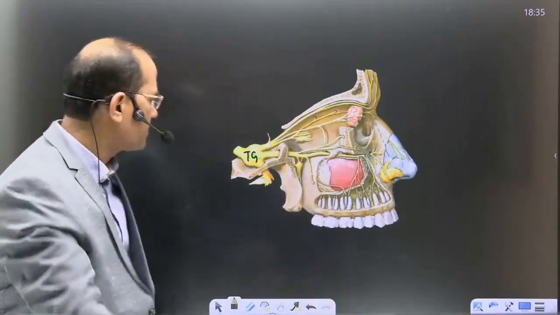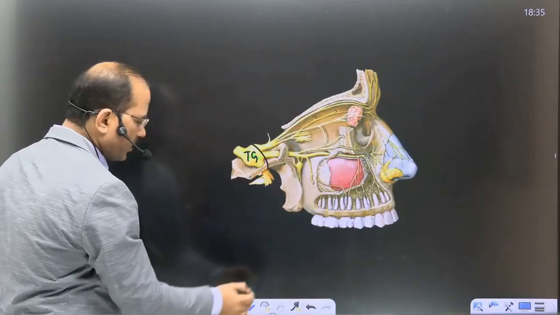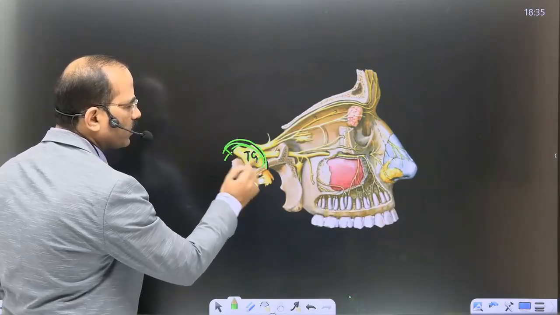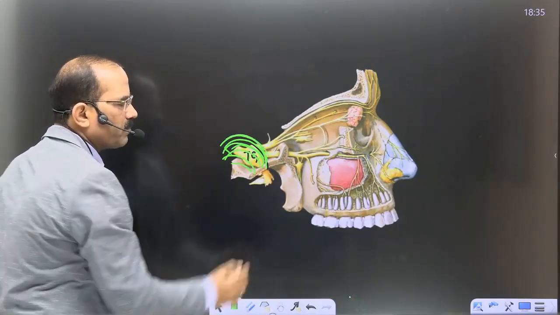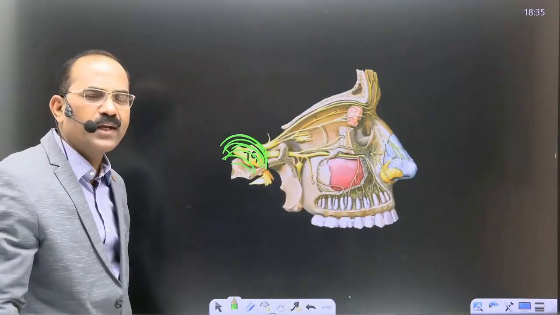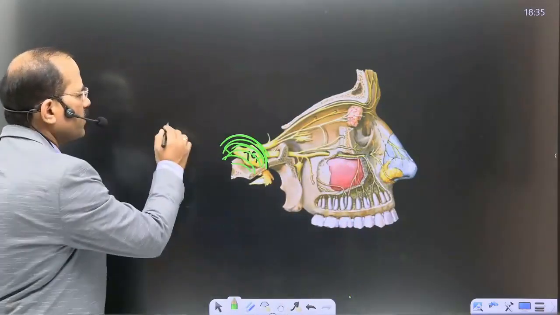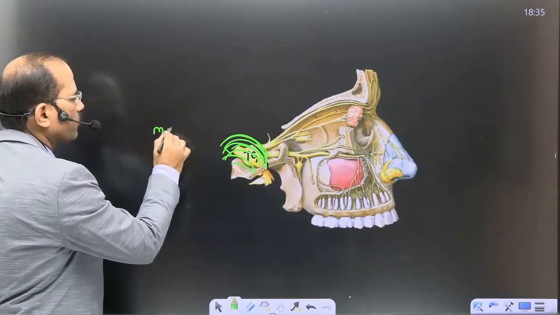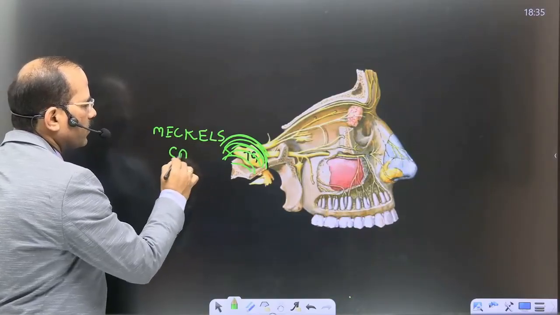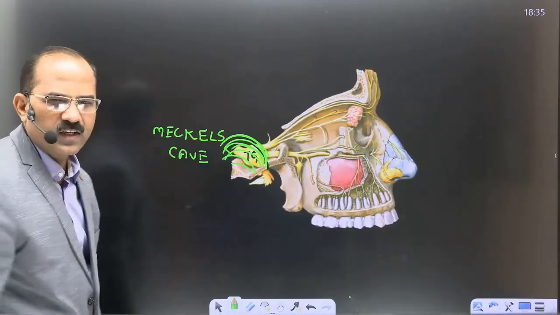Meckel's cave. To protect this trigeminal ganglion, there's a covering of dura mater which forms a cave, and in this cave lies the trigeminal ganglion. The name of this cave is Meckel's cave. So who lies in Meckel's cave? The trigeminal ganglion. Perfect.